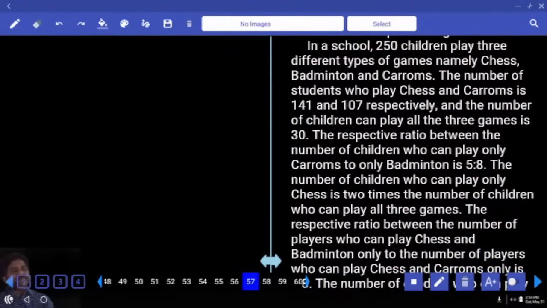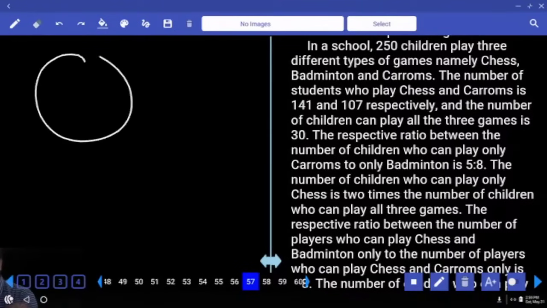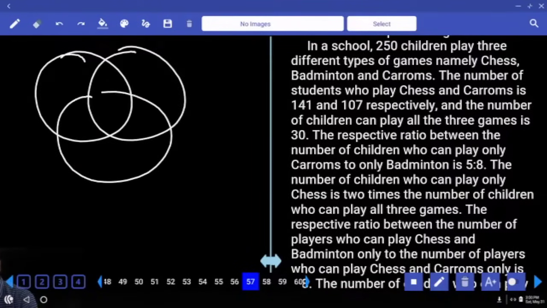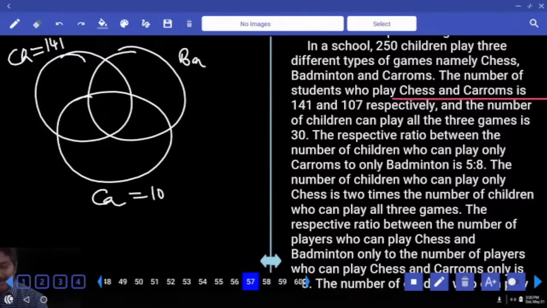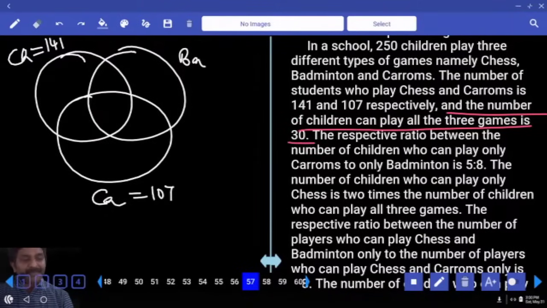In a school, 250 children play 3 different types of games, namely chess, badminton and carom. The number of students who play chess and carom is 141 and 107 respectively. Children play all 3 games. Okay. So 3 games are there. We'll use Venn diagram. Those 3 games are chess, badminton and then carom. Chess players are 141. Carom players are 107. Total 250. Number of children who can play all 3 games is 30.